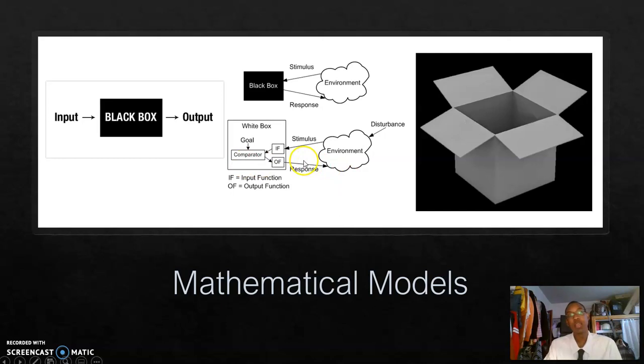Then down here, you have a white box model, which shows an environment, and then you have a disturbance that you were able to calculate. You had the environment then changed, giving a stimulus to the white box model, inside of which you can actually see exactly how you altered and moved the data, and your goal would be the comparator, which is basically how you change the data to ensure that the output actually gives you a response that is equal to the predicted future that you're trying to capture.